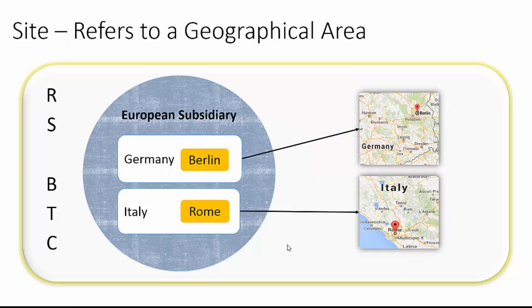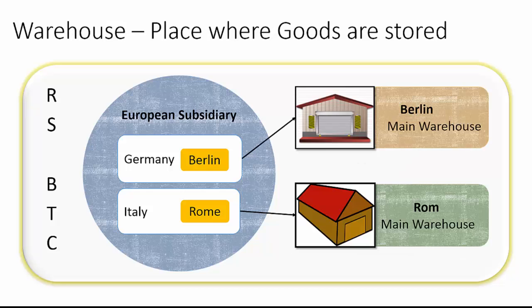Let us understand what site means. Site refers to the geographical area the company is operating in. Here, European subsidiary has 2 sites, Berlin and Rome. Site can have multiple warehouses. Warehouse is a place where goods are stored physically. So, we have 1 warehouse for each site, Berlin and Rome.